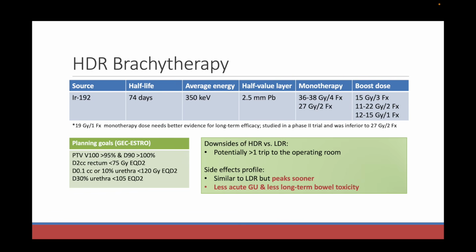And similarly, here is a slide on HDR brachy for reference. If they push you for doing brachytherapy, I would just stick with whatever modality is used at your institution and whatever you're used to. And if you haven't done brachytherapy for prostate, I would just be honest about that.